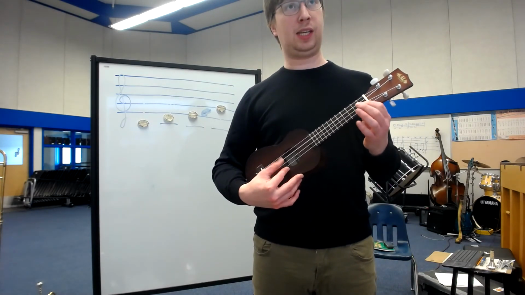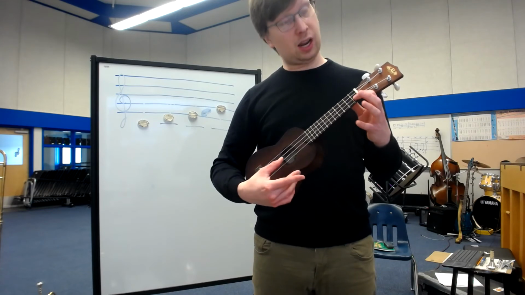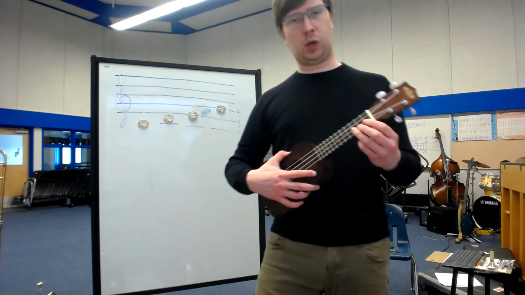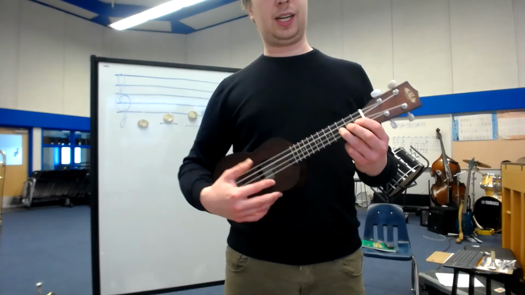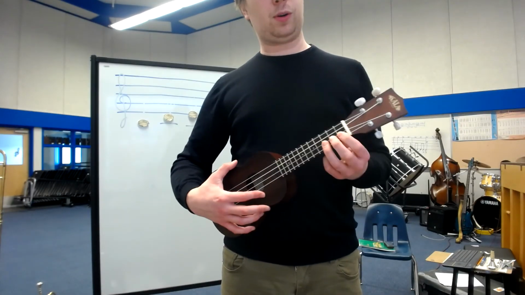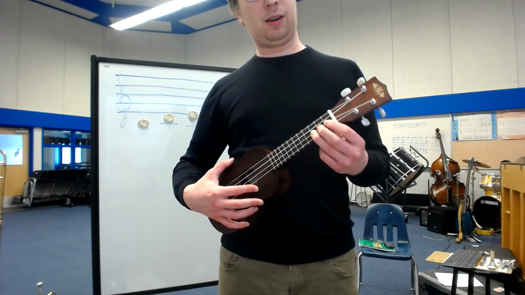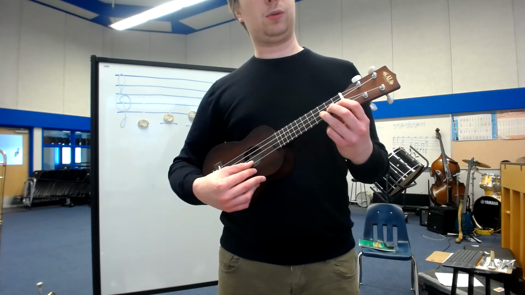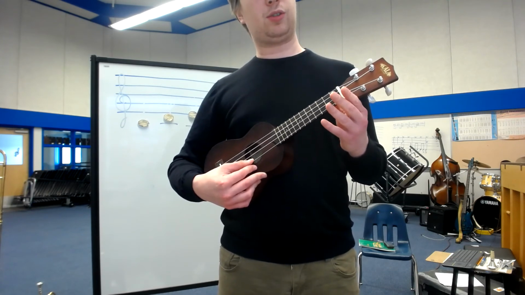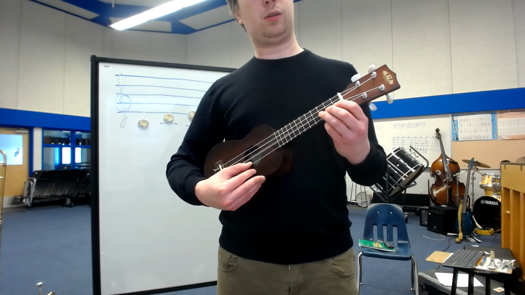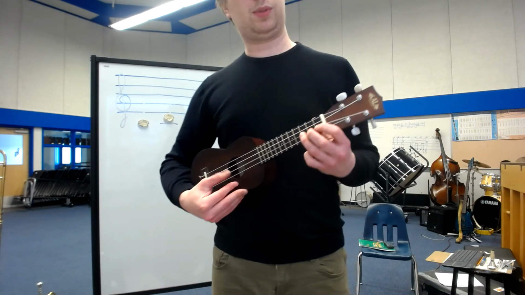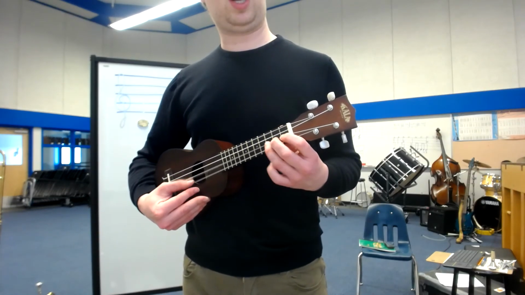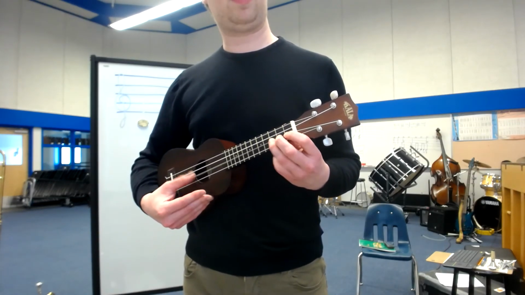So we have C, D, E, F, G. Now the reason F is a little more complicated is because when we play G, you should actually have your pointer and middle fingers back here on the frets. Because when you go to play the next note, you don't want to take your fingers off between the notes. See, my pointer finger is already in the right spot when I go from G to F.